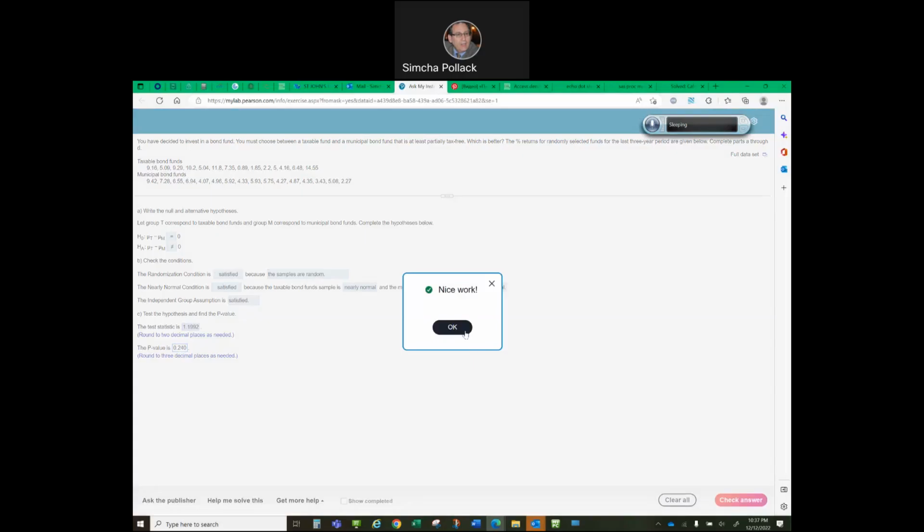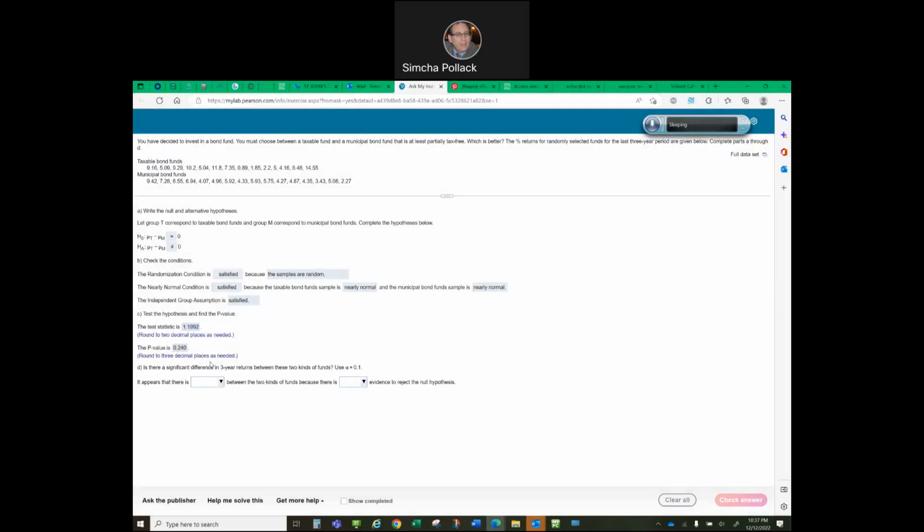Check the answer. Correct. Is there a significant difference between the two groups? Use alpha 0.1. It appears that there is no difference, because there is insufficient evidence to reject the null hypothesis. If this number here would have been less than 0.10, then the answer would have been there is a difference and there is sufficient evidence, but it's not less than 0.10. And we're done here.